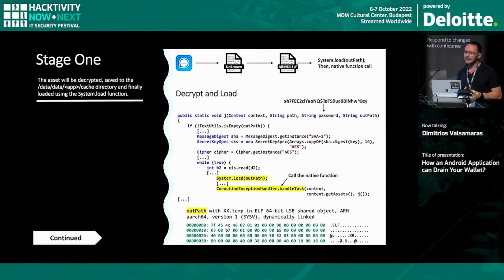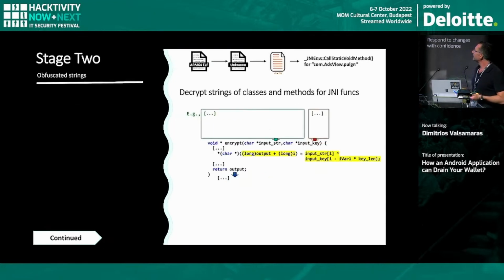And when this file was found, use AES in order to decrypt it. The key was hard-coded in the DEX file. Use this key in order to decrypt the file. And the dropped file, which is going to be dropped actually in the data directory of the application, is actually an ELF file. It's a library. It's going to be loaded using System.load. And the next step is to trigger a native function which is inside this initial payload.